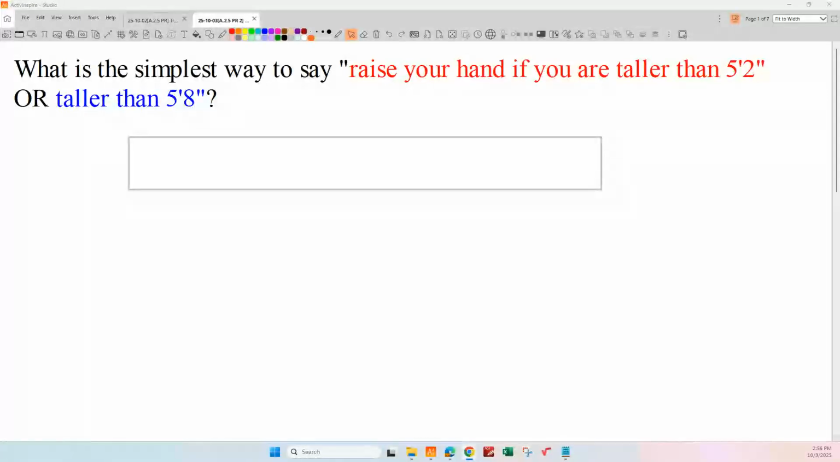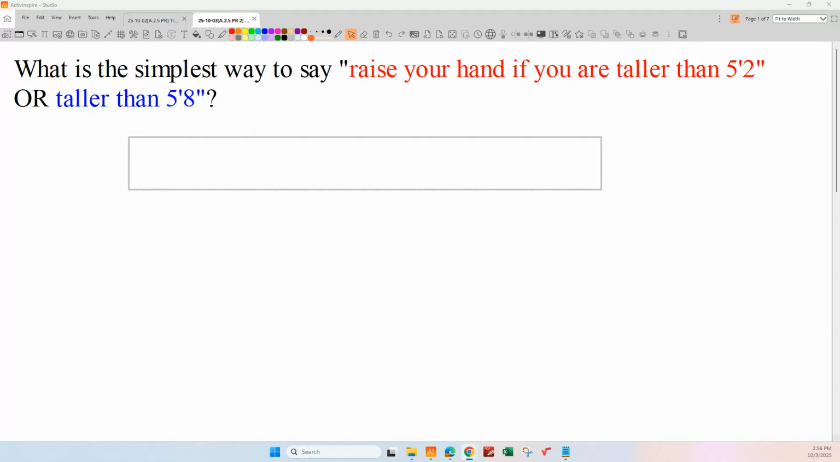Okay, so we're going to continue to talk about some of these kind of strange compound inequalities, the ones where you have to look at a graph to get the solution. Now, here's a good way to start. I want you to think about this. What's the simplest way to say this corresponds to like a compound inequality?